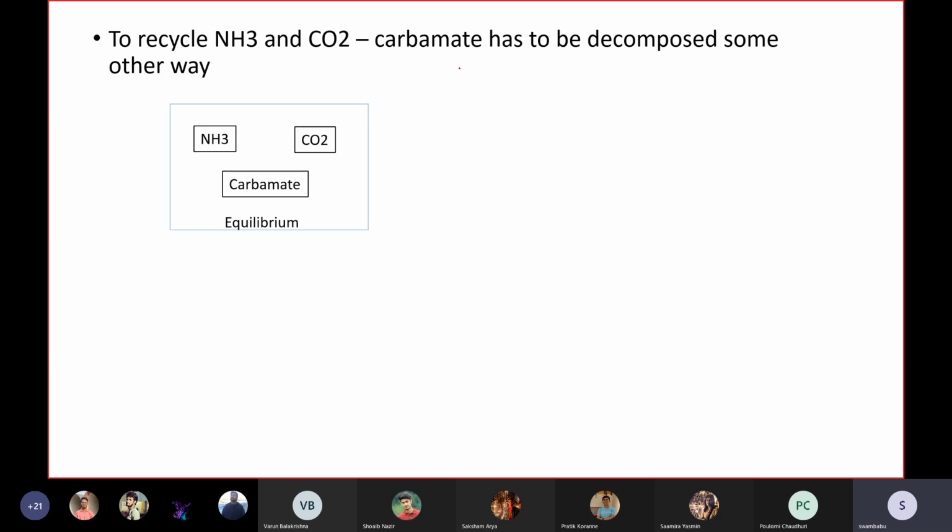So what is this way? When you compress it, the reaction between ammonia and CO2 will happen and some amount of carbamate will form. When you recycle it, we have ammonia and CO2, and some amount of ammonia reacts with some amount of CO2 and can form the carbamate.